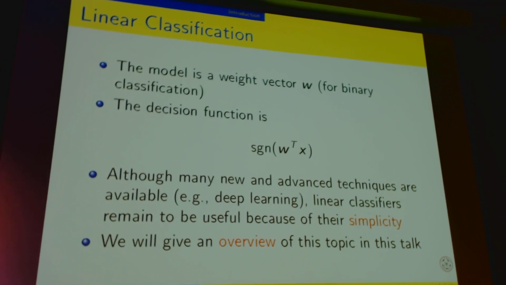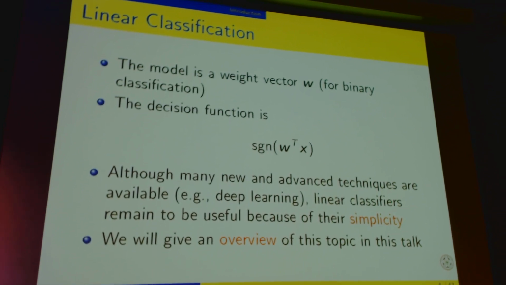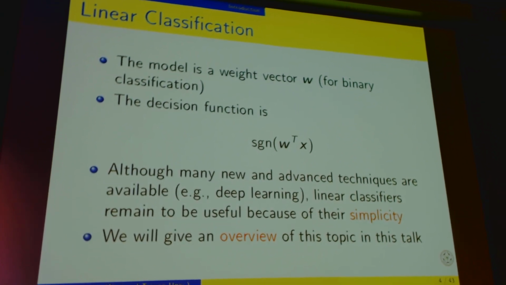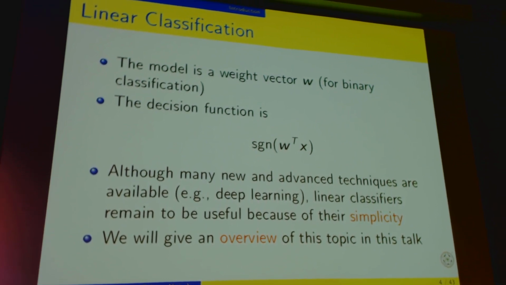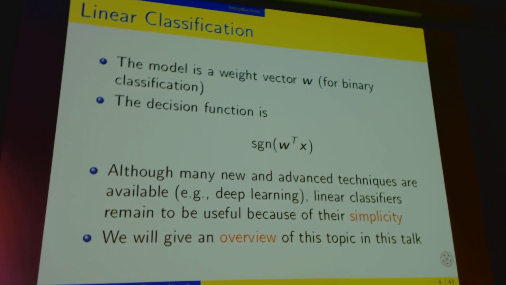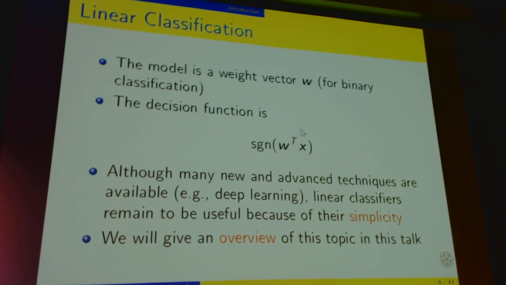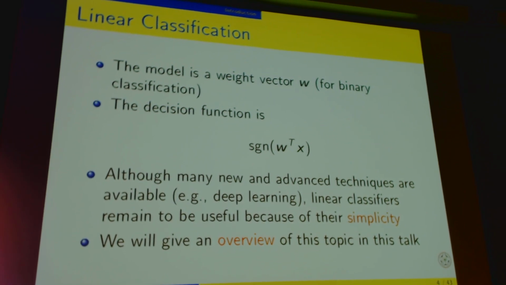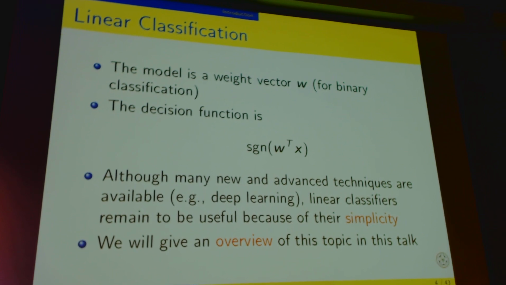Okay, so what's linear classification? Basically, we mean that you are using a simple weight vector W as the model. For binary classification, that means you have only one model vector, because if you have multi-class, probably you need several vectors. Once you have such a weight vector W, your decision function is going to be the inner product between the model and the test vector X. For any new data X, you just do the inner product and check the sign. If it's positive, then you say this is a positive data.